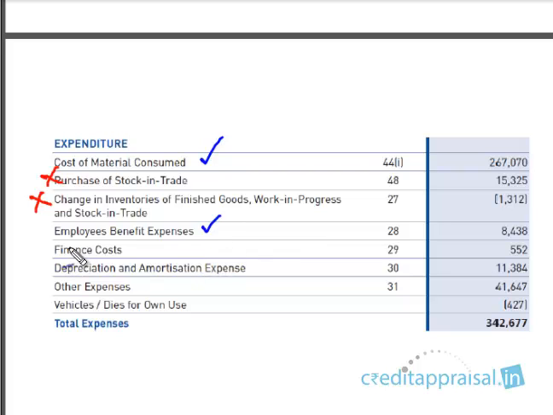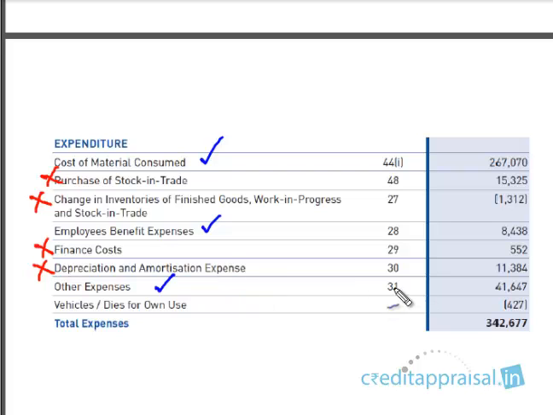Finance costs, we have not yet come. We'll come to that when we discuss interest. Depreciation, we have not discussed. That will be the next chapter. So there's something called other expenses. We have to go to these other expenses and see whether any of these expenses can be placed under the head of other manufacturing expenses in the CMA data.